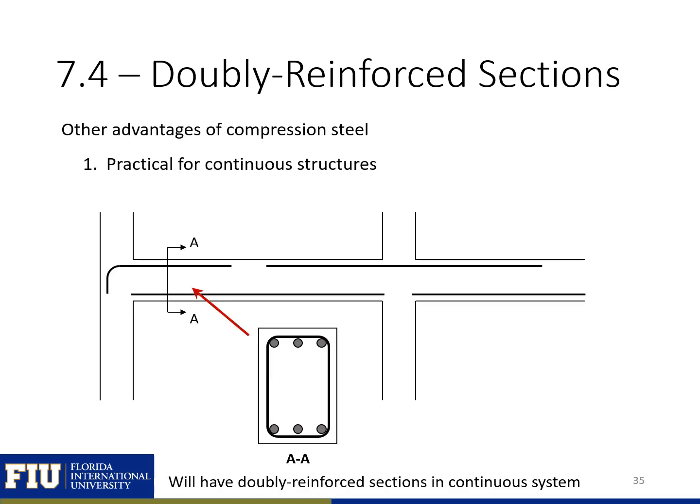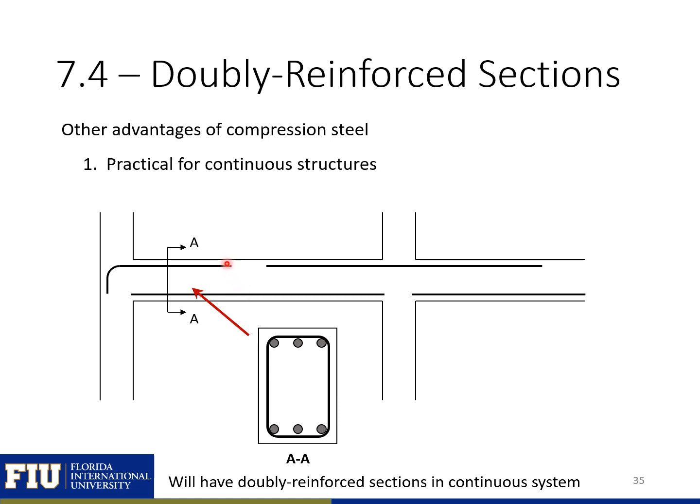On the next few slides, we're going to step through some other advantages of having compression steel in our structures. The first is that it's practical for continuous structures. Here, if we have a continuous beam in a multi-bay moment frame structure, at the ends of the beam, we'll need top steel to resist negative moment. And at the middle of the beam, we'll need bottom steel to resist positive moment.